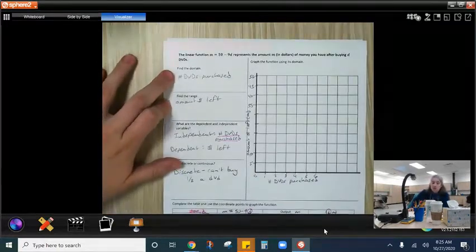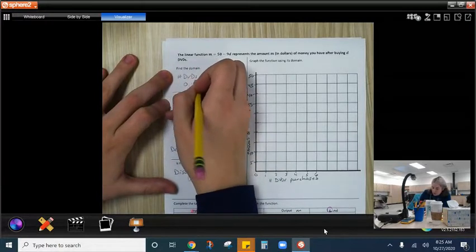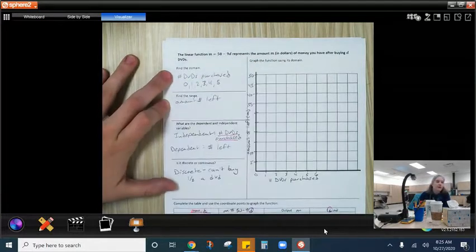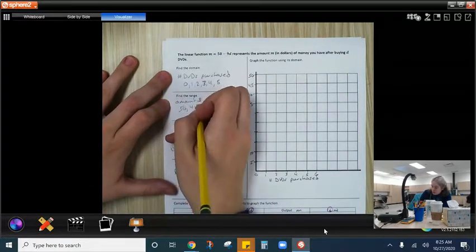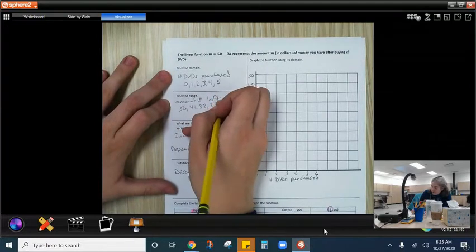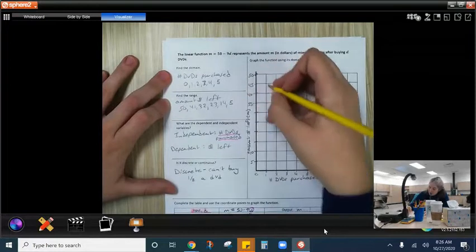So up here, when I start looking at my domain and my range, I know that my domain is going to be 0, 2, 3, 4, and 5. 6 does not work. 6 is not accurate. I can't actually have 6. The amount I could have left would be 50, 41, 32, 23, 14, and 5. So I'm going to plot that 0 and 50.